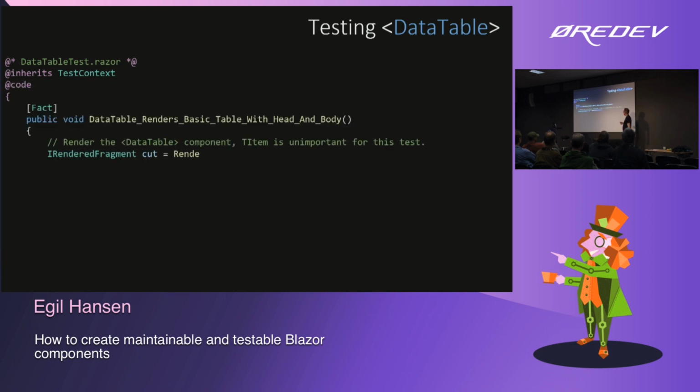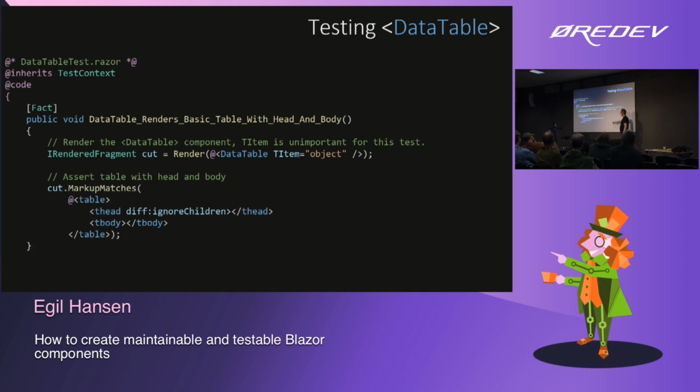So the first test could be something very simple, where we just want to verify that the markup produced by the data table component is actually what it's supposed to be. So we just render the data table component without any input and just with an object's TItem. And then we can assert that the markup that the data table component is responsible for actually is the right thing. And we use that ignore children to say, well, everything under the table head, the thead element, belongs to the data table header component, so I don't want that to be part of my test here.